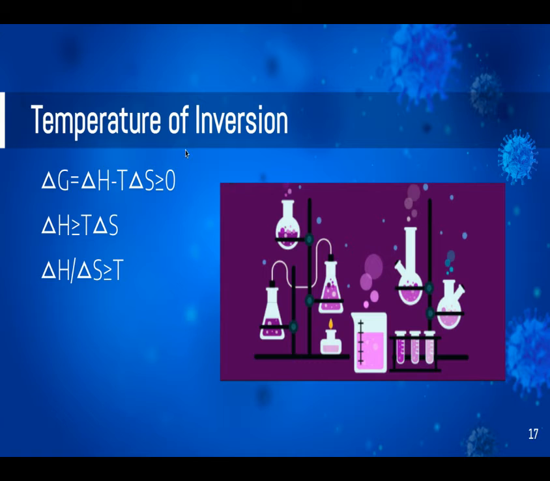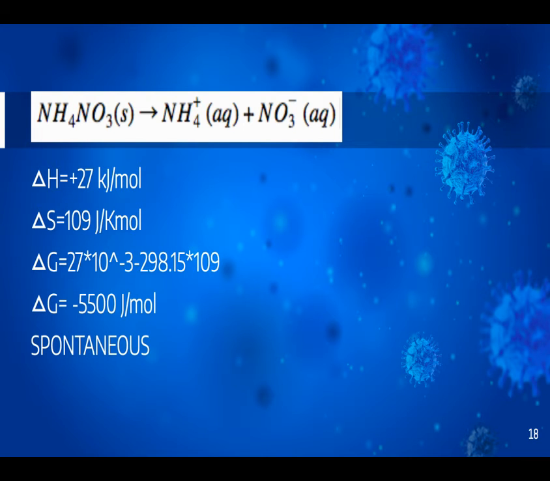So how do we calculate the temperature of inversion? What we did is set the Gibbs free energy equation to equal or above 0, and we isolated for T. So we know that the temperature of inversion is equal to the change in enthalpy over the change in entropy. So let's use an example.